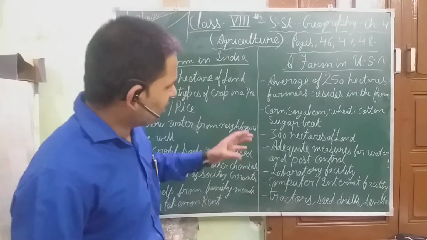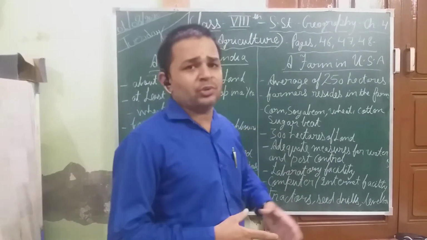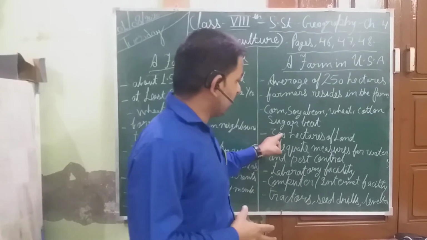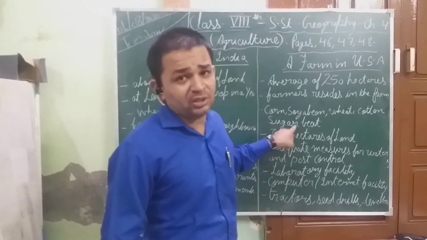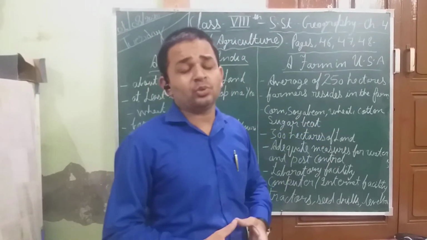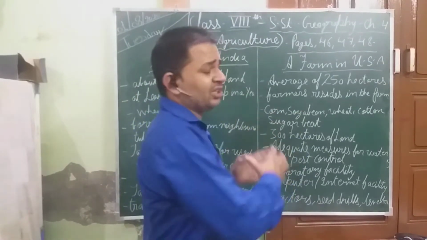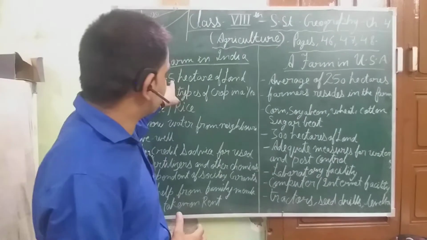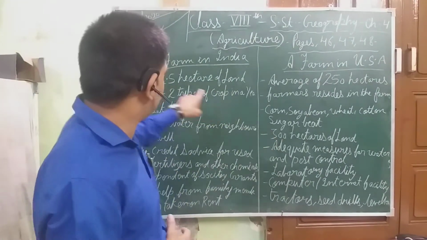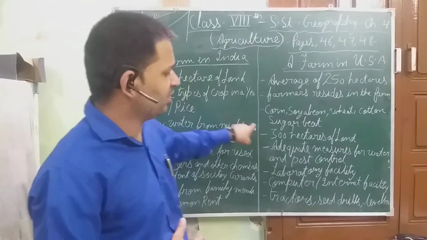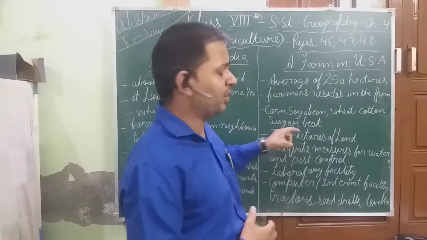We have taken an example of one of the farmers from USA. This particular farmer is occupying 300 hectares of land. It's too huge a size. If we compare these two case studies, this figure itself makes a huge difference. Here it's 1.5 hectare of land and here it's 300 hectares of land.